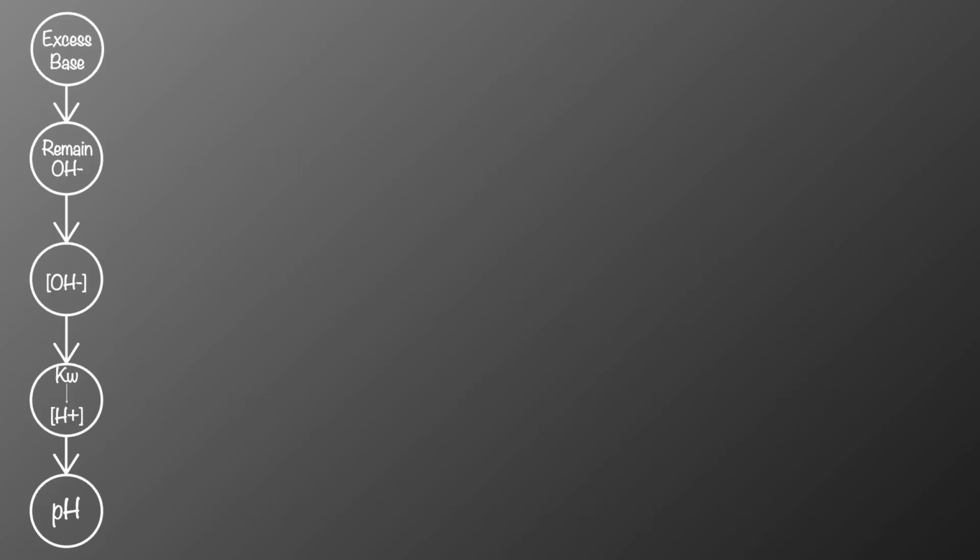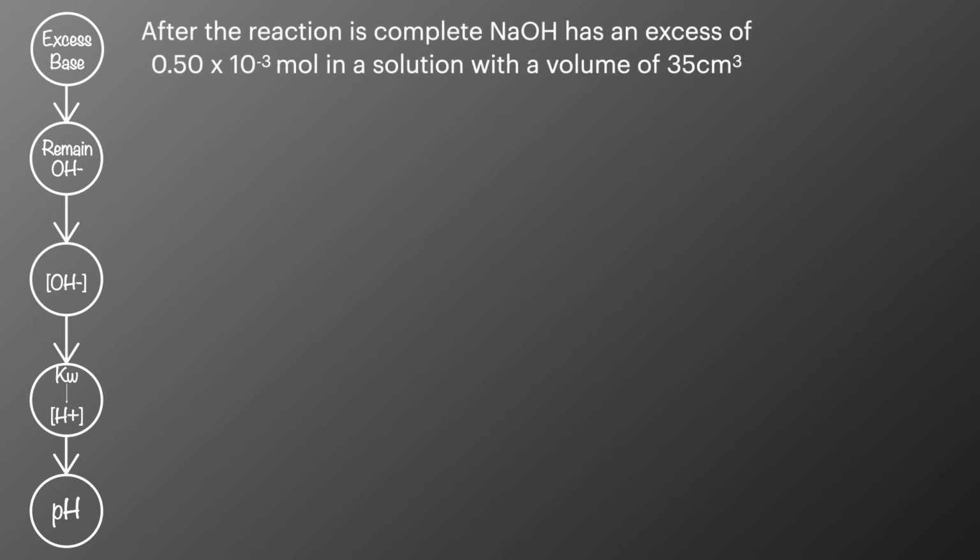Now, of course, there's a different route to take if there's an excess of base present in the solution after the reaction. The process is possibly a bit simpler. Instead of going back over the initial calculations, we'll start from after the reaction has taken place, where there's 0.5 moles left over in the solution with a volume of 35 centimeters cubed. The first thing we'll do is calculate the moles of OH-, and that's simple, that's the excess, so that's 0.5 moles.